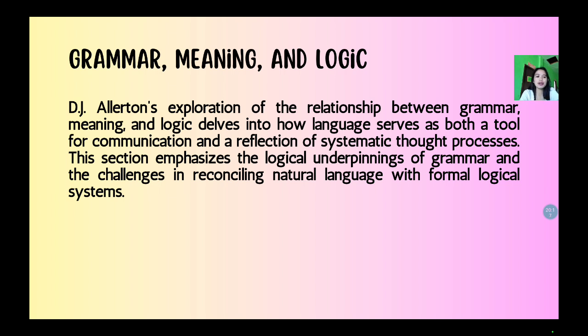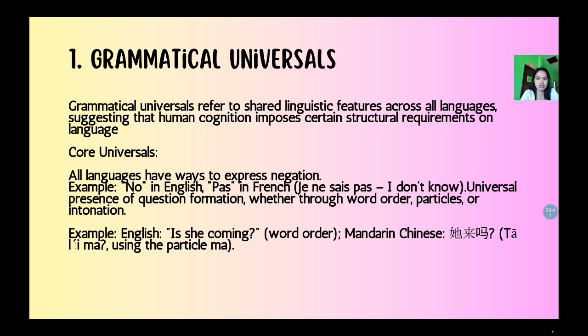Next is grammar, meaning, and logic. D.G. Allerton's exploration of the relationship between grammar, meaning, and logic delves into how language serves as both a tool for communication and a reflection of semantic thought processes. This section emphasizes the logical underpinnings of grammar and the challenges in reconciling natural language with formal logical systems.